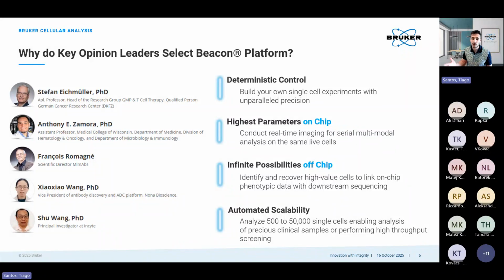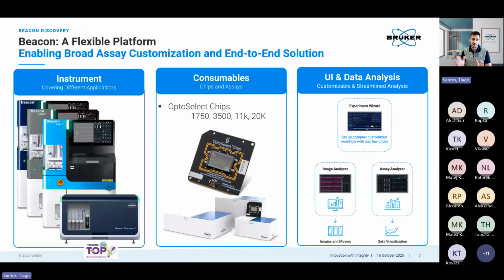You can screen thousands and thousands of live B cells, for example, but also if you're working on a small subset of antigen-specific T cells, for example, you can sort those within the OptoSelect chip. We call it also the OptoSelect device, where you can really sort cells based on specificity, which means that even if it's a rare subset, you can also work on that. So this is Beacon. It's actually an end-to-end solution that goes from the instrument to the software.